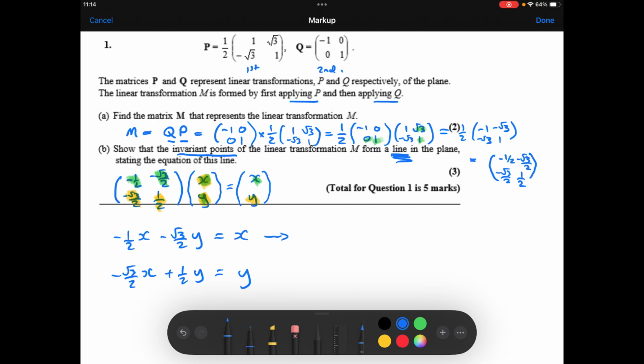So for the top equation here, let me add 1/2 x to both sides. And we'll times both sides by 2 to simplify those fractions. And I'm going to divide both sides by minus root 3 to make y the subject. And just rationalising that 3 over root 3 just gives root 3.